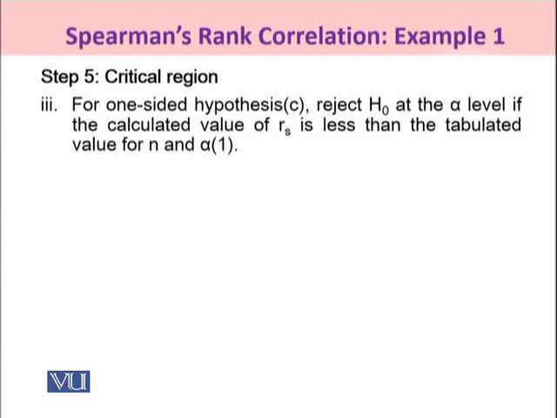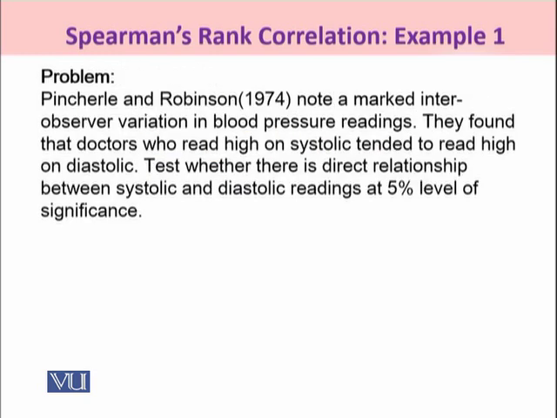For a one-sided hypothesis of type C, you are required to reject H0 at alpha level if the calculated value of RS is less than the tabulated value for n and alpha 1, where alpha 1 stands for the one-sided test. I am taking a problem from a study by Pincharle and Robinson in 1974.